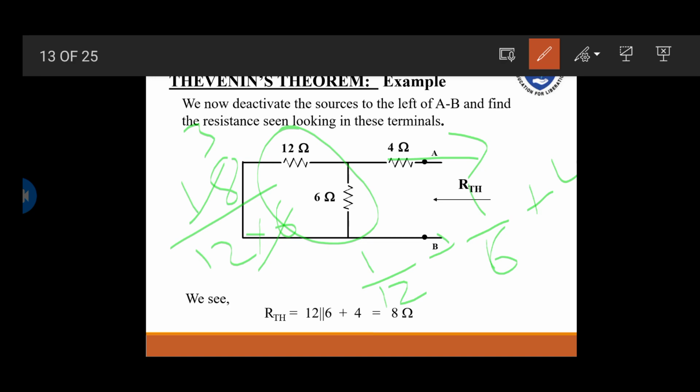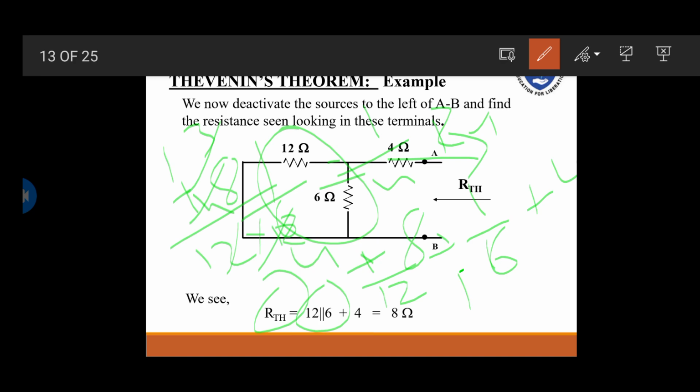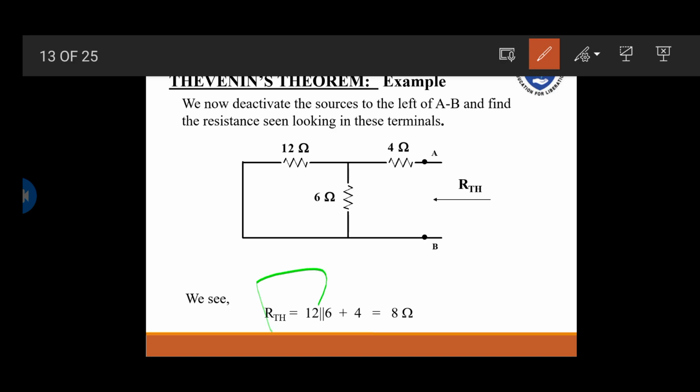Just a simple calculation. Yeah, we got it. Here it's 1 by 4. 1 by R is equal to 1 by 4, R is equal to 4. This value is 4. 4 plus 4 is equal to 8. The whole overall RTH is equal to 8. We got RTH as 8 here.